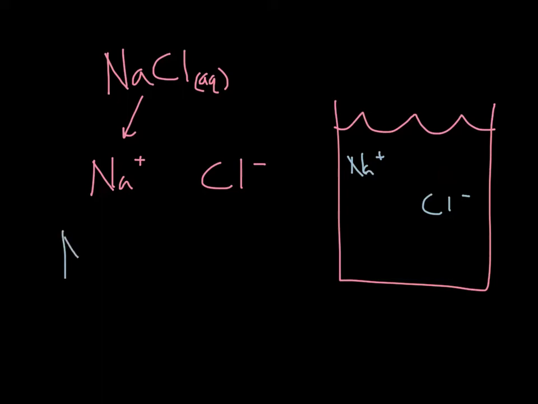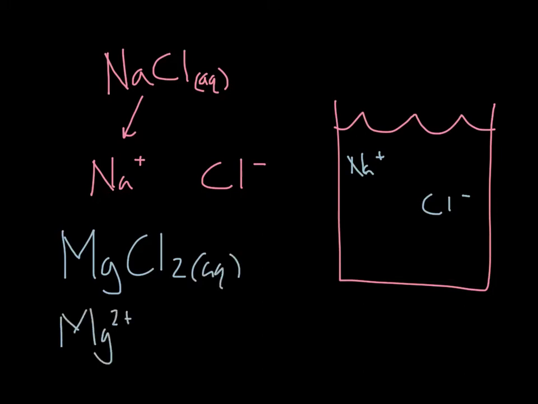So if you have something like MgCl2, also soluble, magnesium chloride, if that is aqueous, you actually have Mg2+ and Cl- ions, and you'd have two of those because of the Cl2. And so everything breaks apart, it ionizes. That's what aqueous means. However, not all ionic compounds are soluble.